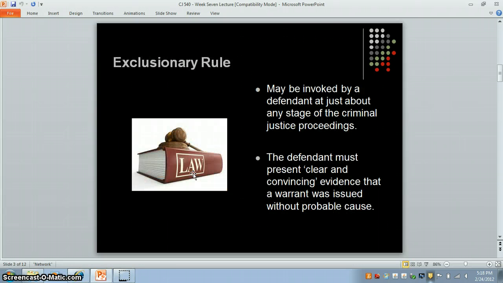Mapp versus Ohio is significant because since 1961, the exclusionary rule has been applied to federal and state criminal prosecutions. Before the Mapp case, the use of the exclusionary rule was left to the discretion of the states. Some used it, whereas others did not. Today, the exclusionary rule may be invoked by a defendant at just about any stage of the criminal justice proceedings.